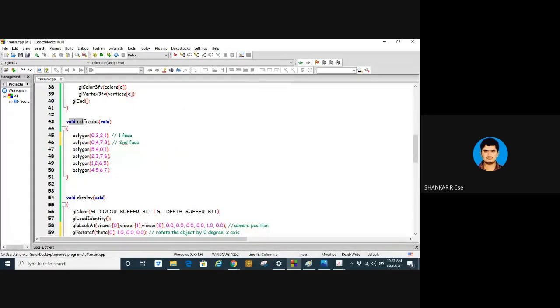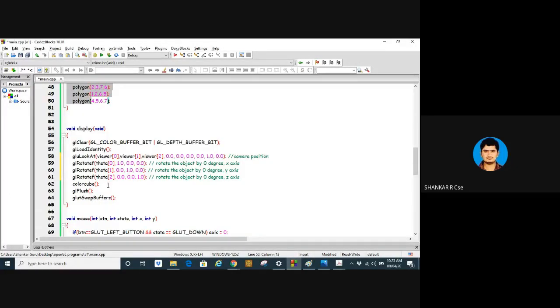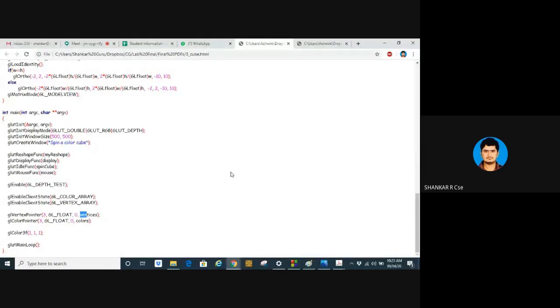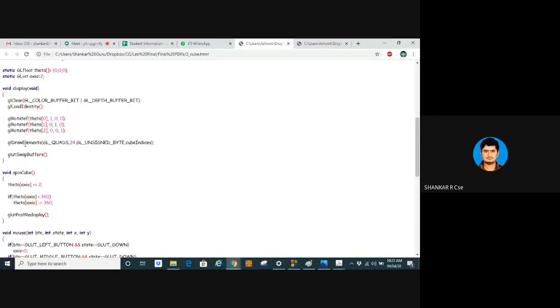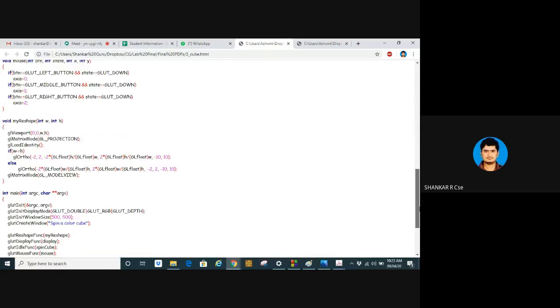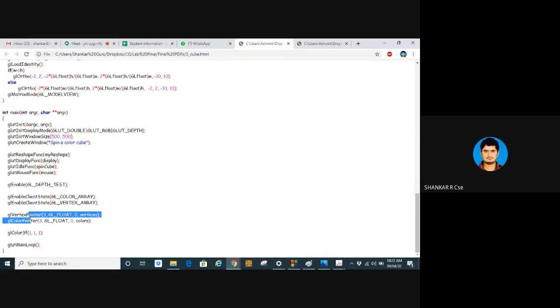This is 14 plus 6, 20 plus 2 flower brackets, 22 plus 1 color cube. 23 lines have now been clubbed into 1 line, where draw elements. So this is the power of your draw elements. And the point is, whenever you use draw elements, you should tell me the color pointer and vertex pointer and the states. So these 4 lines.